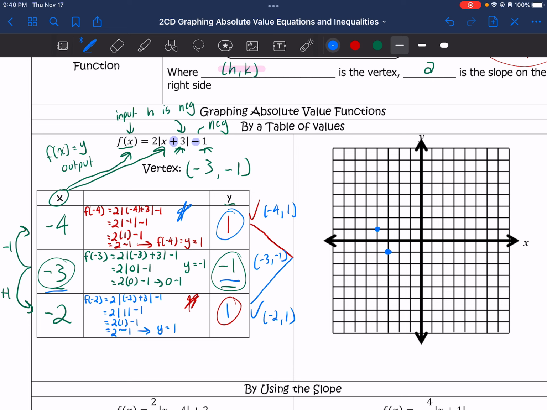Last but not least, we're going to do the positive side. We're going to move to the right or to the left 2 times. 1, 2 to get x equals -2. And to move up 1 again to get the y of 1, giving us the point -2, 1.